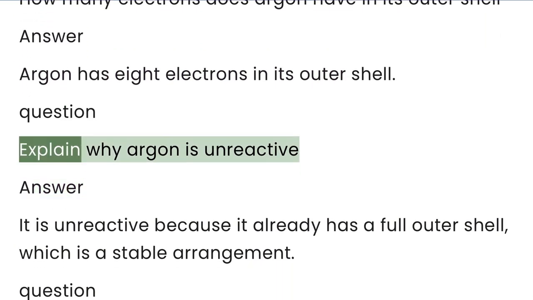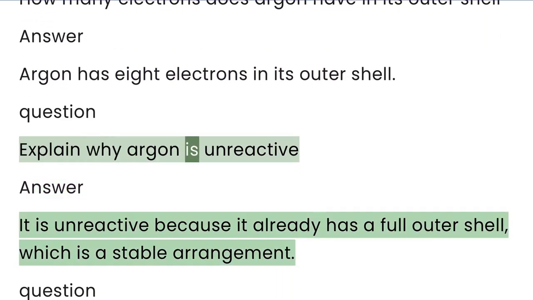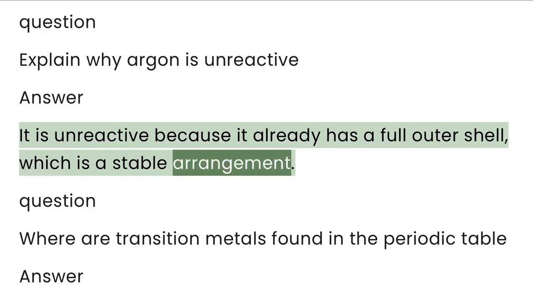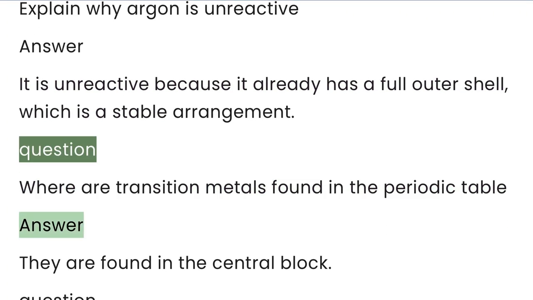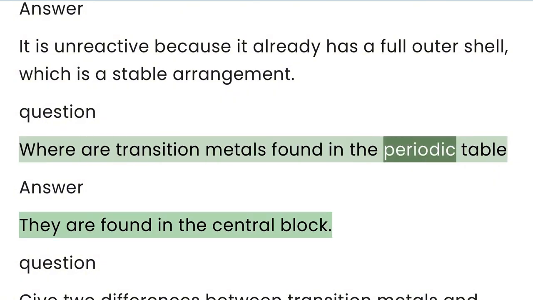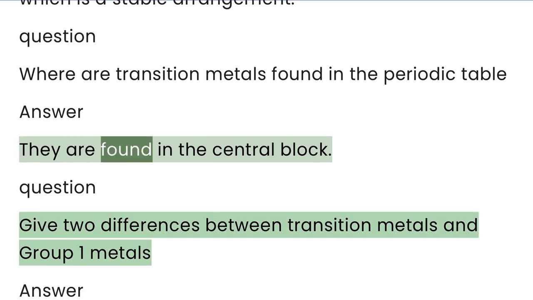Question: explain why argon is unreactive. It is unreactive because it already has a full outer shell, which is a stable arrangement. Question: where are transition metals found in the periodic table? They are found in the central block.